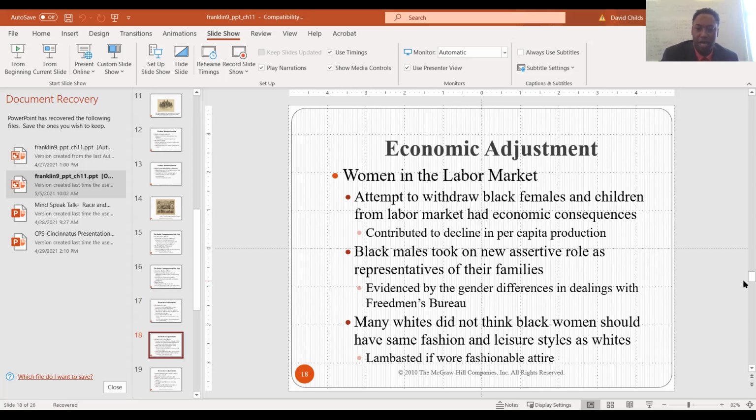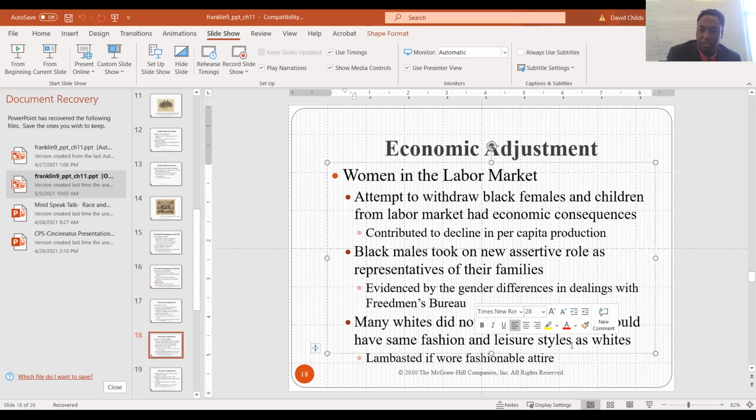That makes sense. Black males took on a new assertive role as representatives of their family. So after slavery was abolished, it allowed males to assume their God-given role as head of the household, because slavery undermined Black male authority. The slave masters embarrassed them, and they couldn't be a husband. Many whites did not think Black women should have the same fashion and leisure styles as whites. So that's just more prejudice.